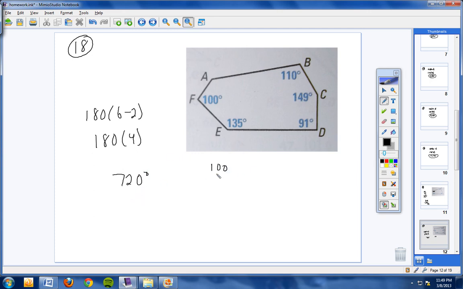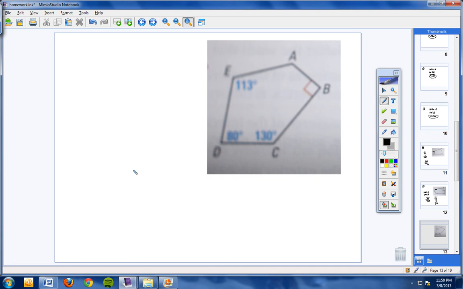So I know we've got 100 degrees, 135 degrees, 110 degrees, 149, and 91. So that's 585. When you add up all these angles, they equal 585. Let's subtract 585 from 720. And we should get 135, I believe. Yes, that is correct. So angle A right here has to be 135 degrees. If you add up all those angles, you will get 720.